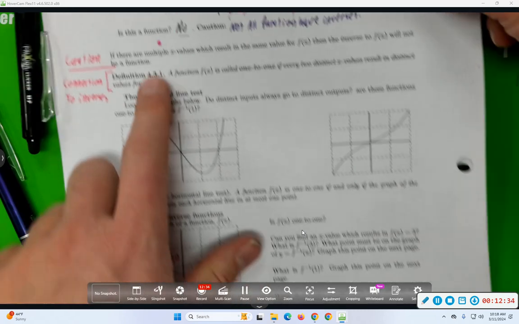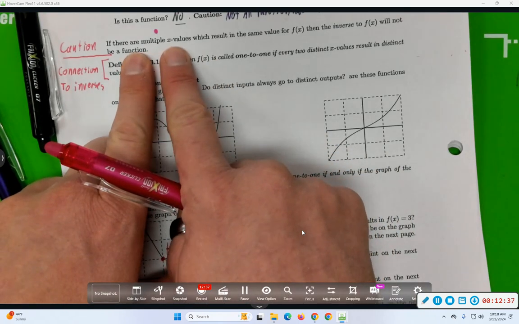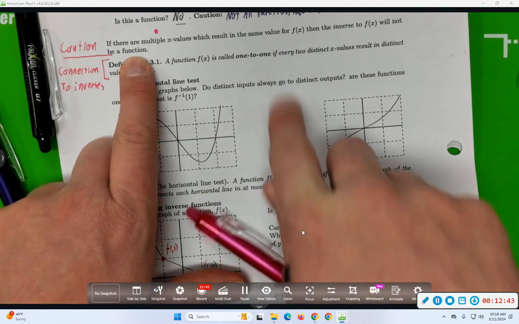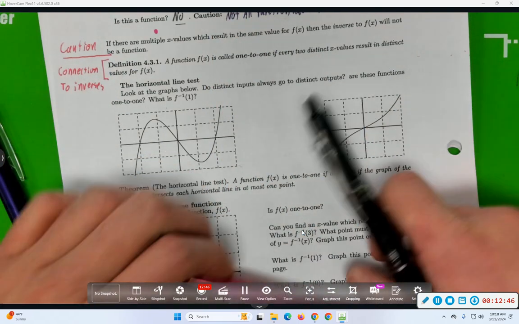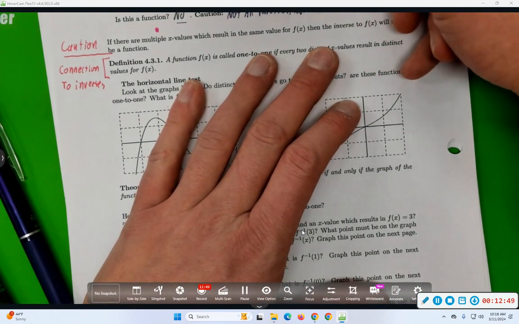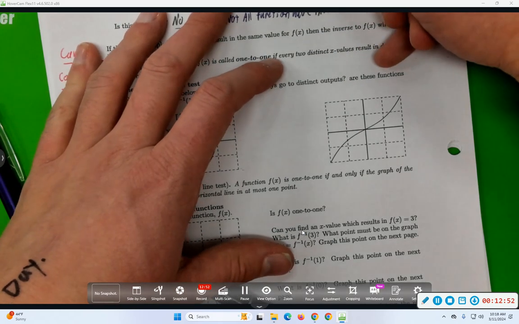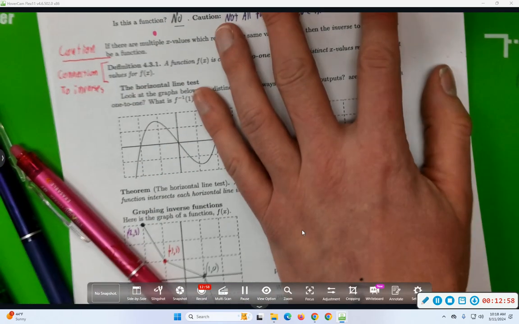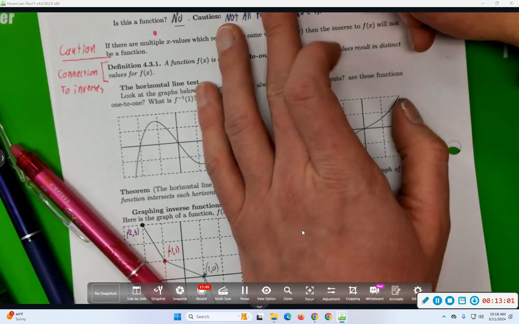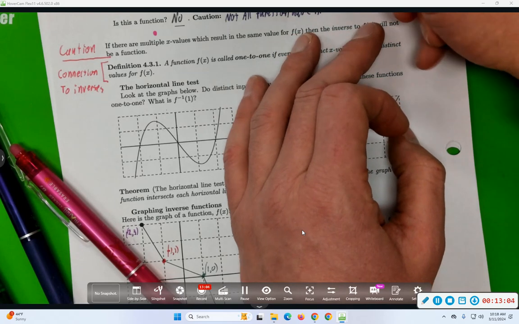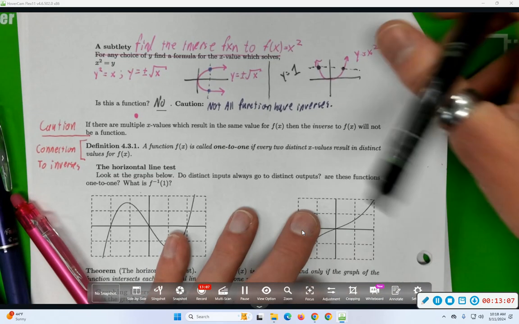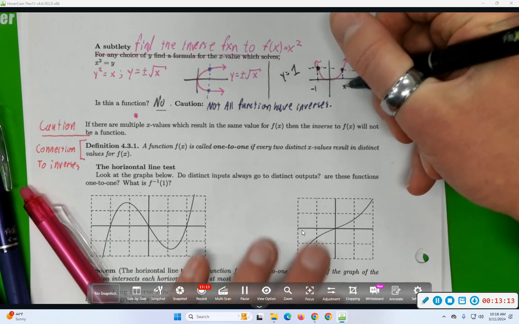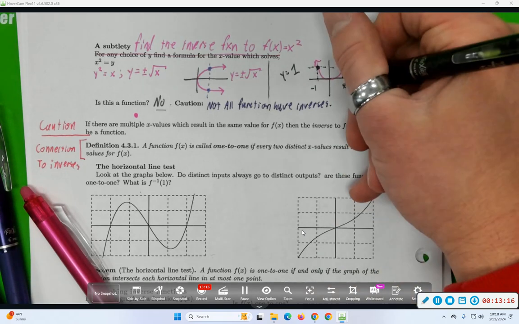And I guess here's the problem that happened. If there are ever multiple x values that result in the same value for f of x, then the inverse to f of x will not be a function. Let's see that in terms of this picture. So there's the graph y equals x squared. And there's a single output value, y equals 1. There are two different inputs that go to that output, namely 1 and minus 1.